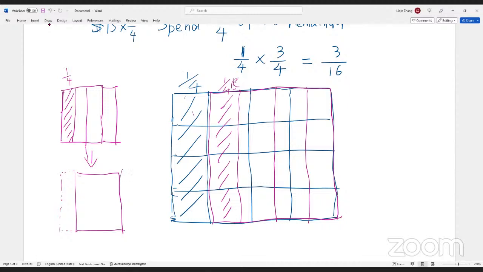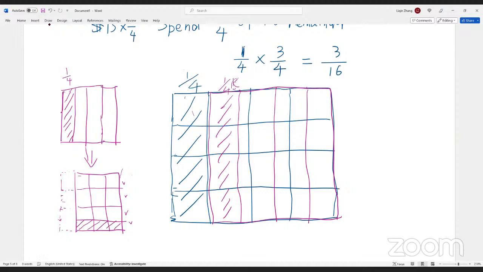It equals to, for the rest, if we divide it into 16, see, we can say it's 1, 2, 3. So a quarter of this will be, see, it's 1, 2, 3, 4. So a quarter will be this part.